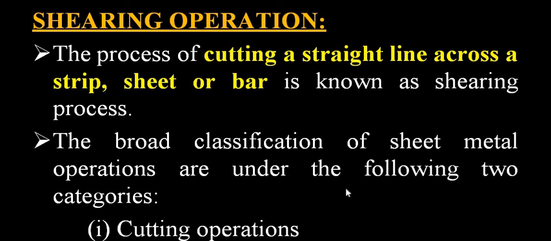The broad classification of sheet metal operations: first, cutting or shearing, under which come blanking, piercing, punching, trimming, shaving, notching, slitting, lancing, nibbling, dinking, etc. Second is bending, under which come angle bending and roll forming. Third is forming, under which come curling, wiring, stretch forming, spinning, coining, ironing, flanging, embossing. Next is drawing, under which come deep drawing, redrawing, marforming, hydroforming.